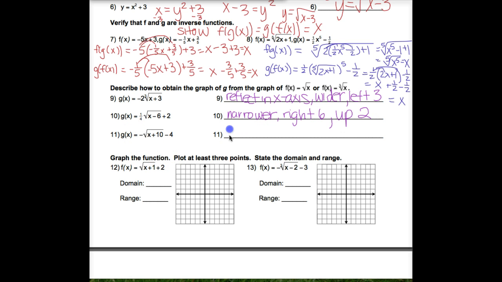Here, negative, again, means reflect in the x-axis. The plus 10 means left 10. The -4 means down 4.